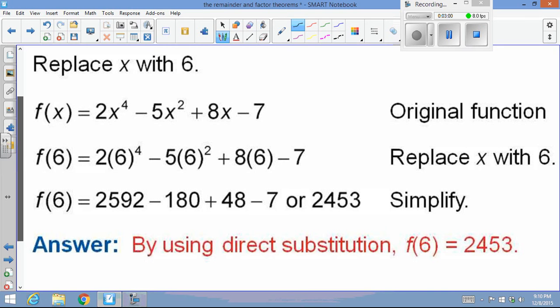So that's telling me that when I evaluate a function, it's the same thing as the remainder if I were to divide by, in this case, x minus 6. Pretty cool. I don't know who had so much time to figure that out, but it is pretty neat. So go ahead and try a problem, and then I'll be right back.